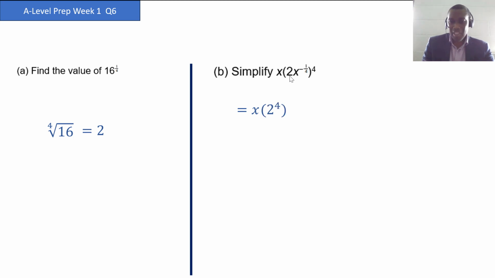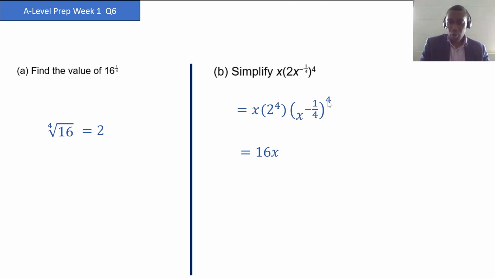So what we have is 2 to the power of 4. And then we have x to the power negative a quarter, to the power 4. So the number to the power, the x term to the power, and if there was another term, a y term to the power, you split it. That's how we work on these. And with the negative quarter, it's a bit funny there, but you know what I mean. At this stage, we can work it out. 2 to the power 4 is 16. So the first piece is 16x, isn't it?